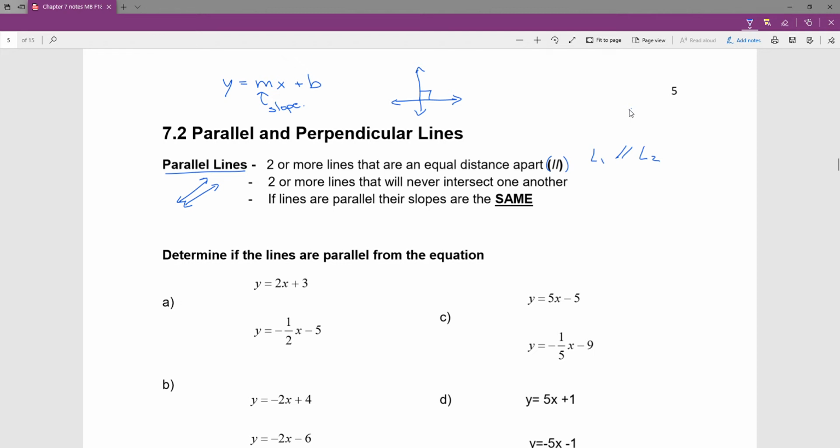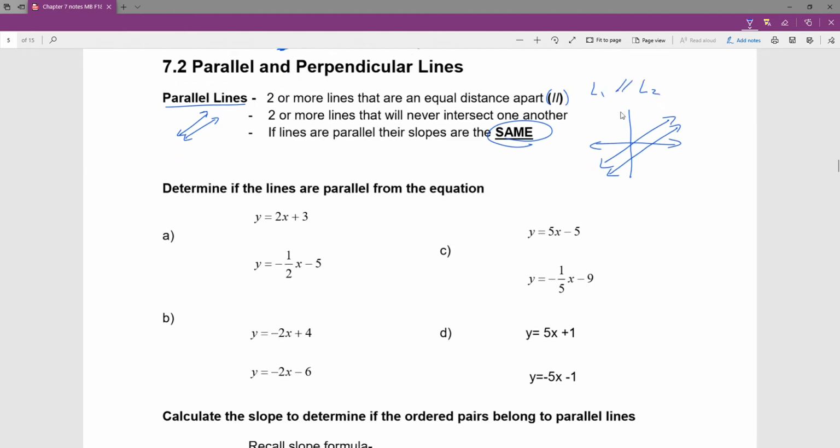So if lines are parallel, their slopes are exactly the same. If we were to take a look at two lines with the slope of 1, they could run right side by side. From our understanding of slope-intercept form, when we can see the slope in the equation, that will be our cue to tell us if two lines are parallel or not. So let's take a look at the examples here.